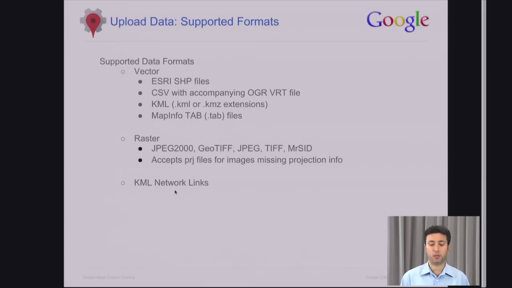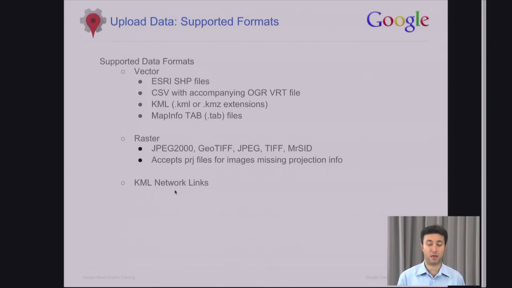We also do support the usage of network links for KML files. What this means is that you may sometimes have your KML files hosted on an external server, and instead of having to upload them into Maps Engine, we allow you to create links pointing to these data sources already hosted externally. Now, when you create these network links for externally hosted KML files, they would appear as a layer when you ultimately include them in a map.